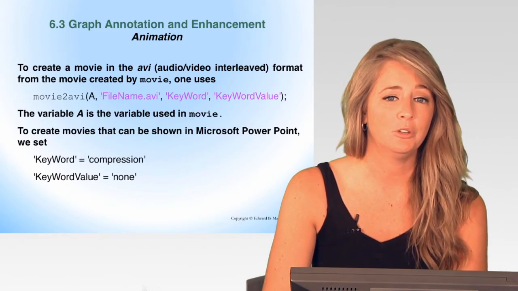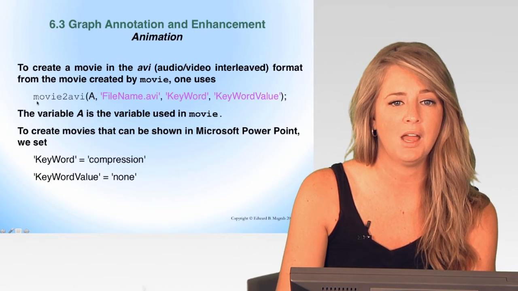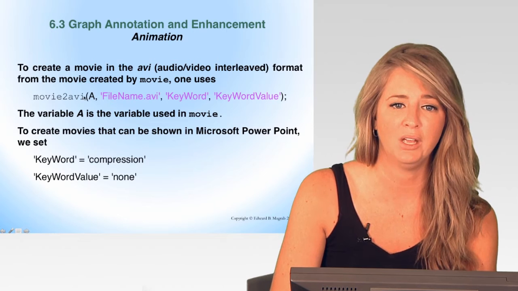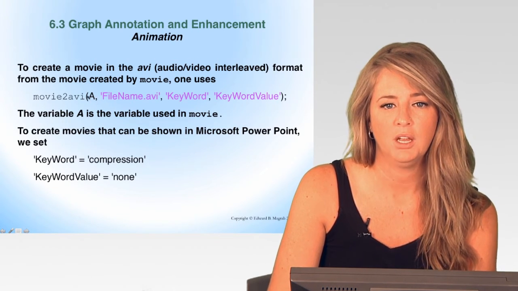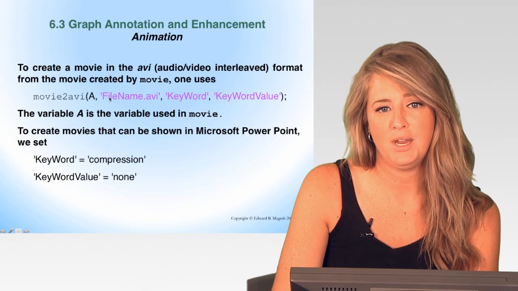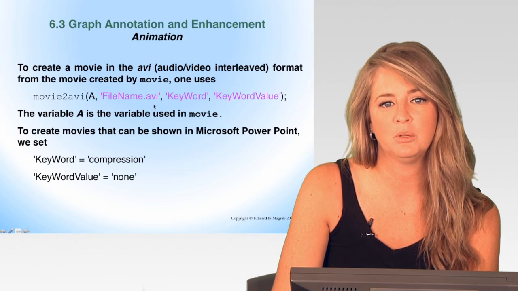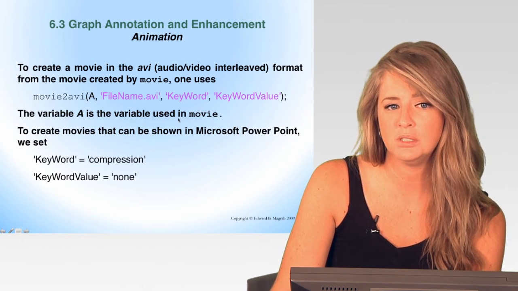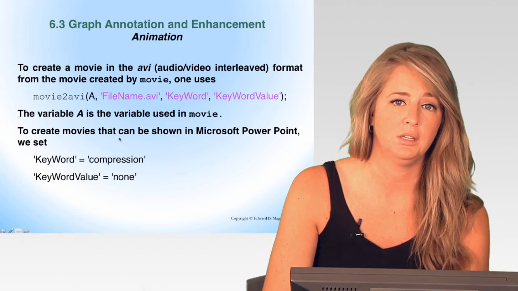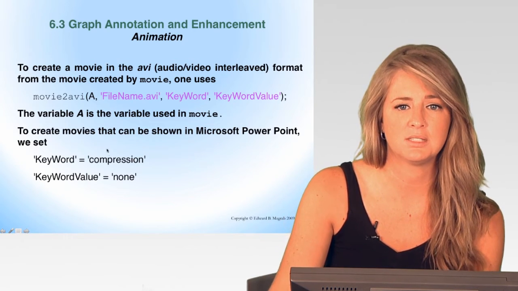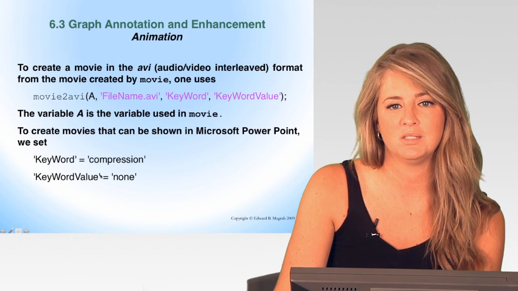So to create a movie in the AVI format, we can do that using this movie2avi. So this basically just transfers it to an AVI for us. So here is our matrix of values or whatever. And then you see we can create the file name .avi and then keyword and keyword values. So variable A is again the variable used in movie to create movies that can be shown, for example, in these PowerPoint presentations. For this keyword here, we could say compression. And then the keyword value is none.